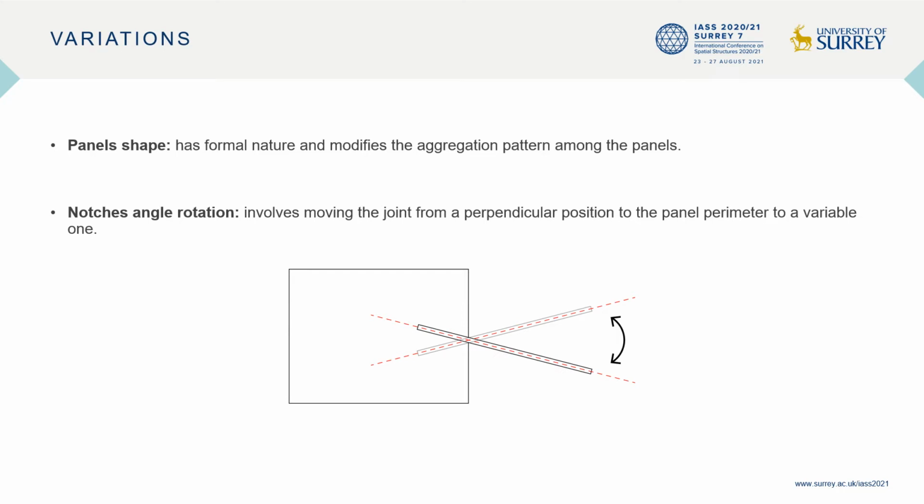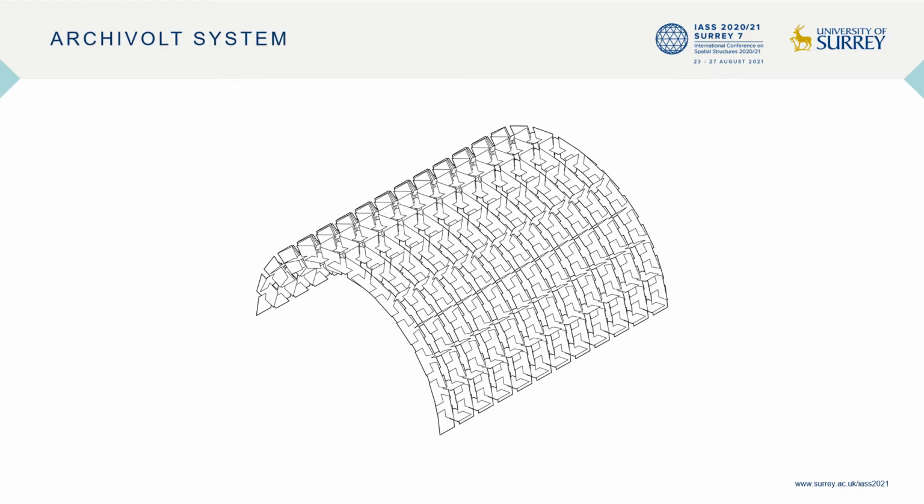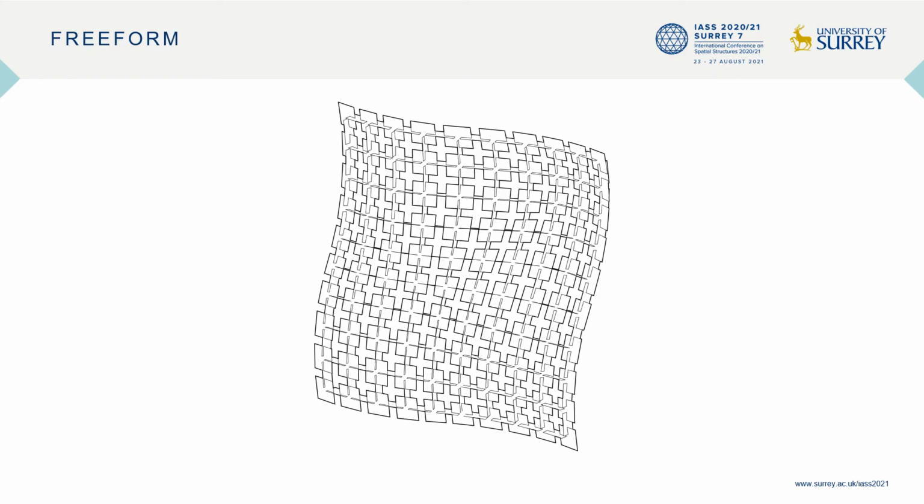The possible variations within the cross-panel system are determined by two characteristics: the panel shape, that has formal nature and modifies the aggregation pattern among the panels, and the notch's angular rotation, that involves moving the joint from a perpendicular position to the panel perimeter to a variable one. Therefore, assuming a system formed by square panels, it is possible to identify two joint directions. By varying the notch angle in only one direction, the elements can be used to create arch systems. If the angle is varied in both directions instead, the possible configurations multiply, and the system can be applied to discretized freeforms.